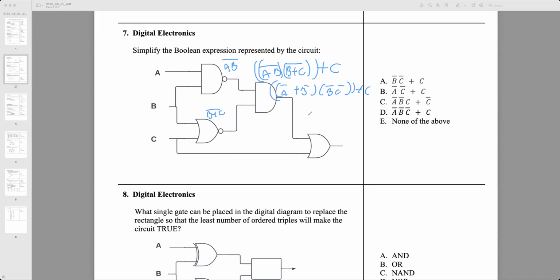Let's simplify this to, we're going to distribute not A, B C plus not B C plus C, and we know this is eliminated because of the distribution. And we see here not B, C plus C.